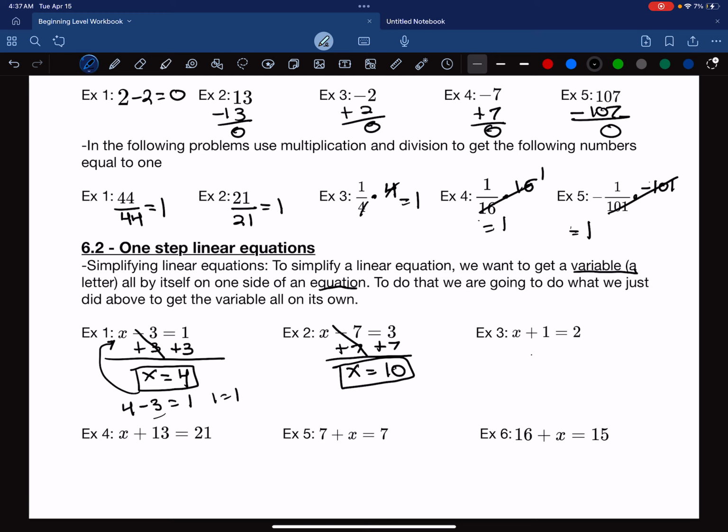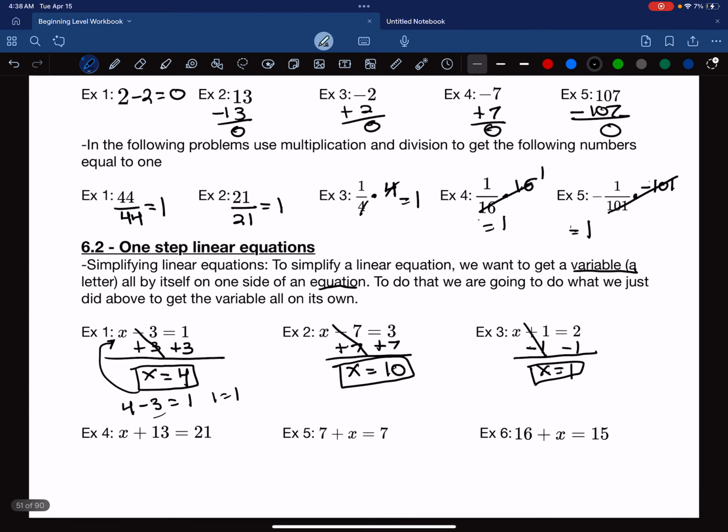Looking at example 3, we have x plus 1 equals 2. I encourage you to pause the video and try this on your own, and see when you have worked through it. Let's go through it. So to get this positive 1 equal to 0, to get this x all alone, we're going to subtract 1 on both sides of the equation. So you're going to get x equals 2 minus 1 is 1.